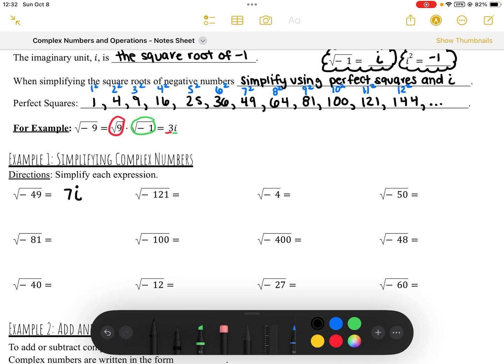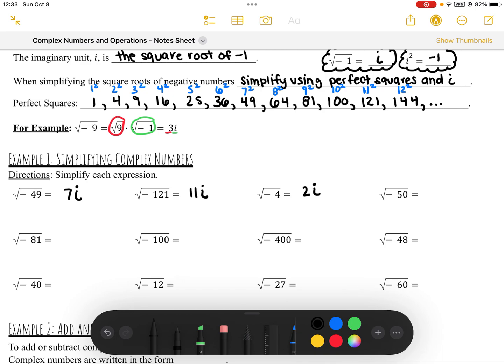Square root of negative 121. 121 is a perfect square. The square root of that is 11. And then since I have that negative, I'm going to have I. So square root of a negative 121 simplifies to 11I. Square root of negative 4. Square root of 4 is 2. Square root of negative 1 is I.